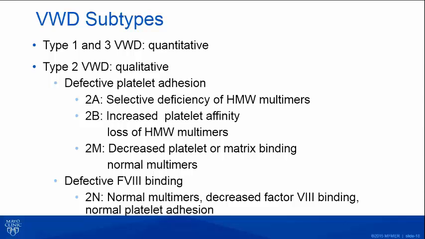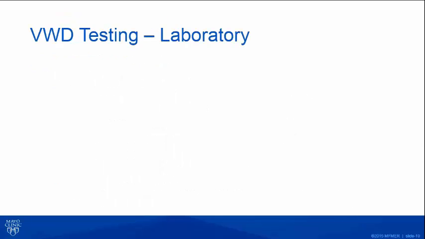So there is marked decrease of Factor 8 level because the von Willebrand factor cannot bind to Factor 8 to protect it from proteolysis in the circulation. However, the platelet adhesion part is still normal. And the multimer pattern is also normal.